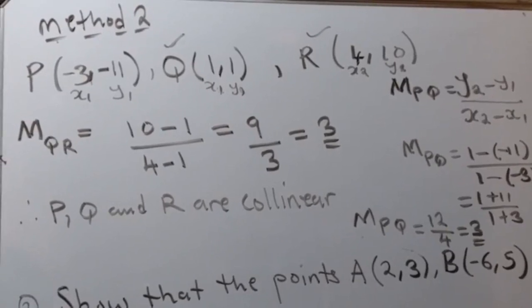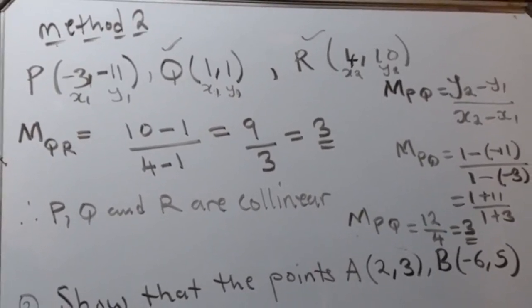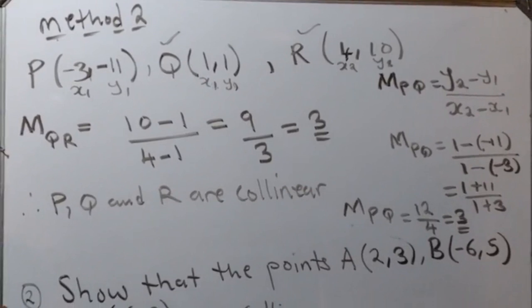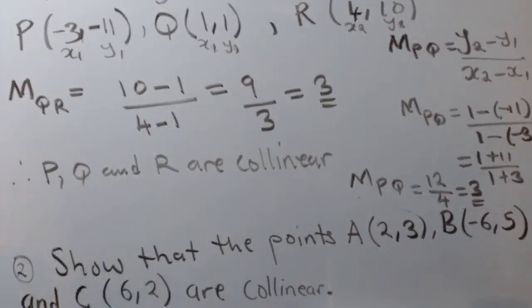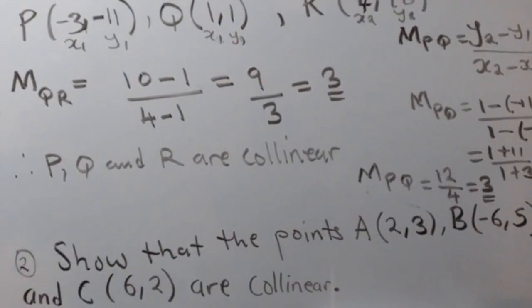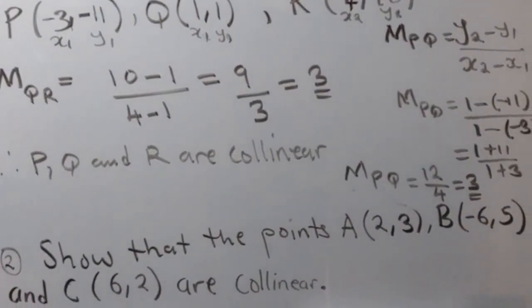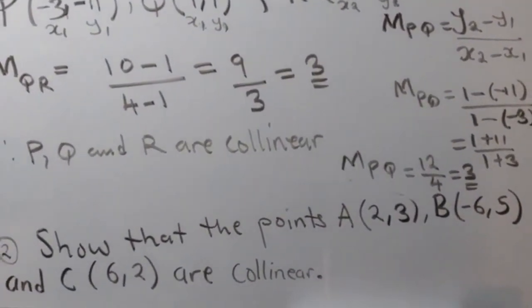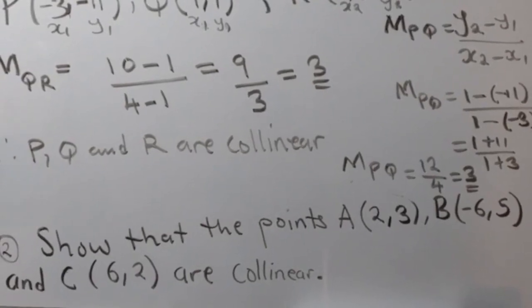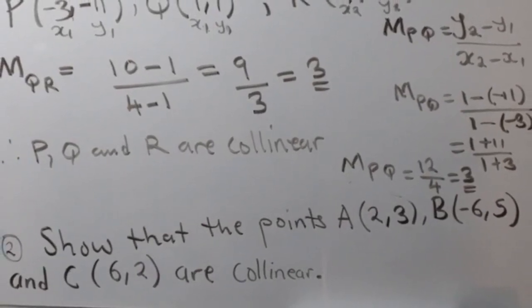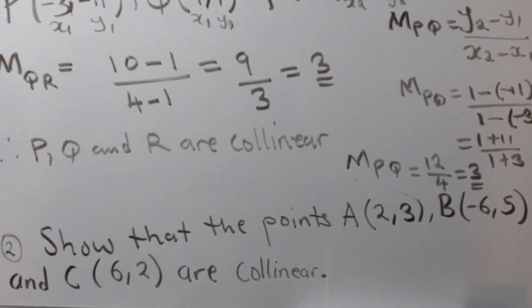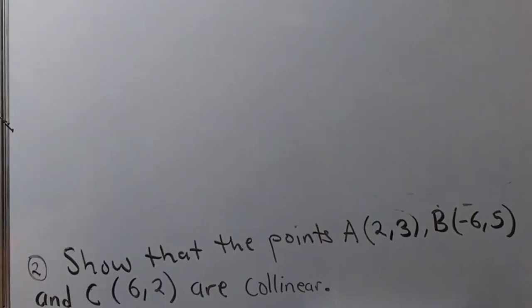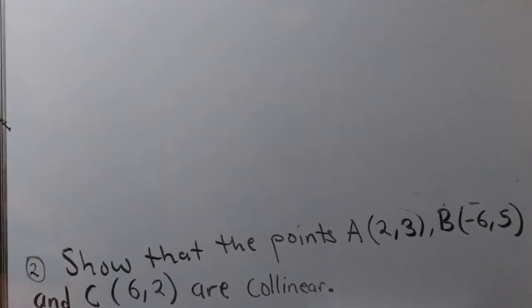So let's try to answer question 2. Okay, let's try to answer question 2. So question 2, I'm going to use this method of the gradient. So during your own free time, you can try to use the other method where you find the scalar multiplier of the constant there. You see if it will be the same, okay? All right. Okay, so I do hope that we are moving together.